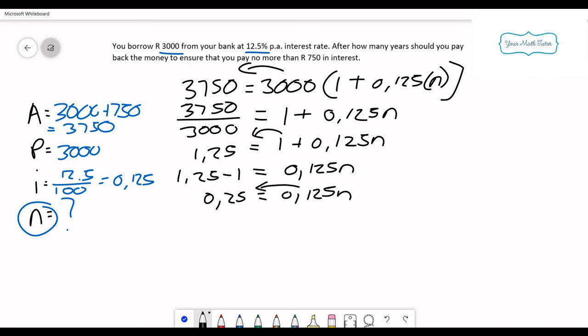Then we divide both sides by 0.125 to isolate n. That gives us 2 is equal to n. So our answer for n is equal to 2. So we must make sure that we pay back the money in 2 years to ensure that we do not pay more than 3,750, which is 750 Rand in interest.